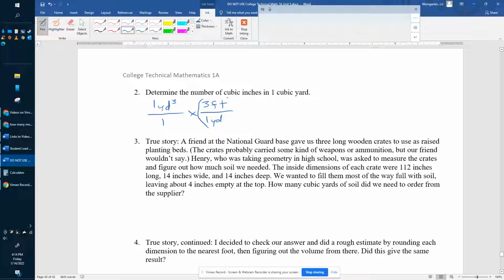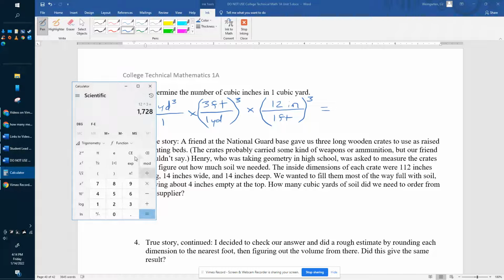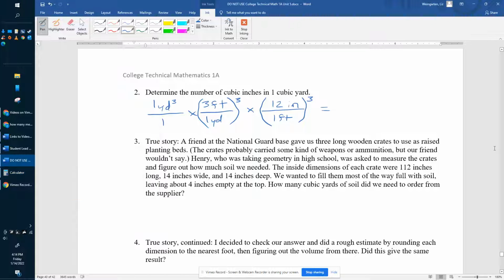We have to cube it times, now we have feet on top, so we need feet on the bottom. 12 inches. We have to cube this too, because we have cubic feet on top, we'll need cubic feet on the bottom. So this is going to be 12 cubed, which is 1,728, times 9, 15,552.